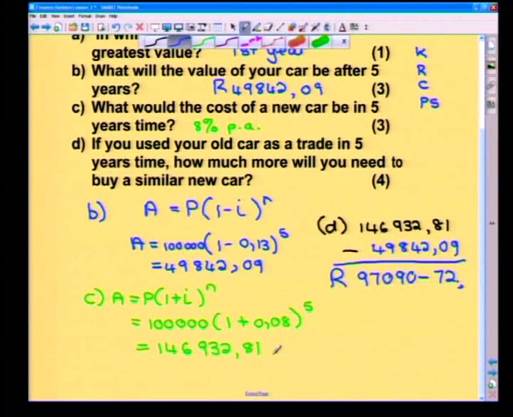And this is why I'm quite excited about finance being in your syllabus, because it gives you a real application, something that you can use every day to live. Let's move on to the next example.